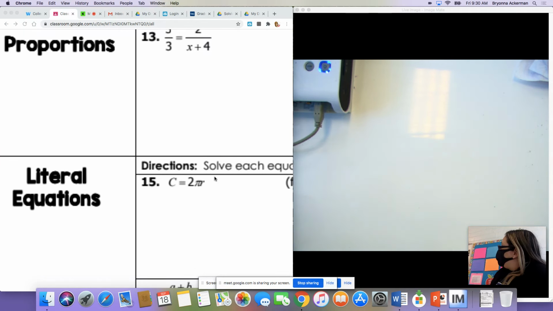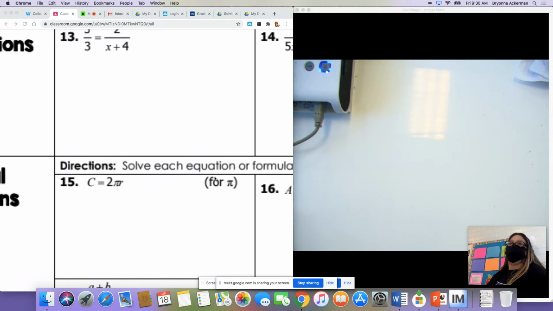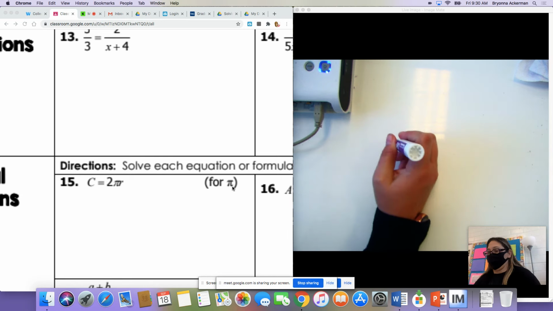Does anyone know what formula number 15 is? Think back to geometry. That one's in geometry. It's circumference. Circumference of a circle, yeah. Okay, so 15, that's the formula for circumference. So what it's telling me over here on the right is solve for pi, meaning it wants pi isolated. It wants pi by itself. That's what that means. So right now we have c by itself.